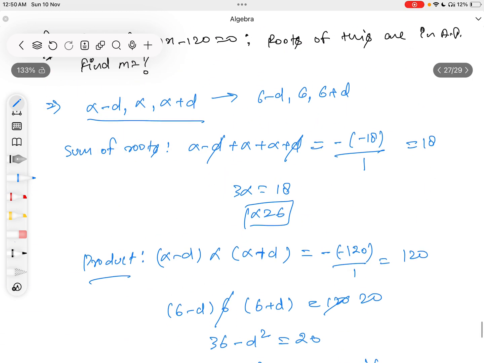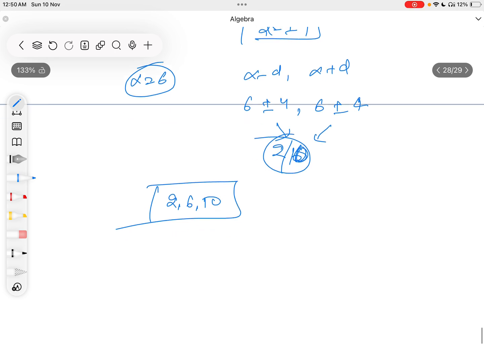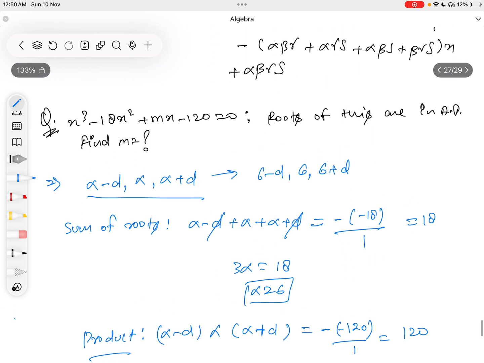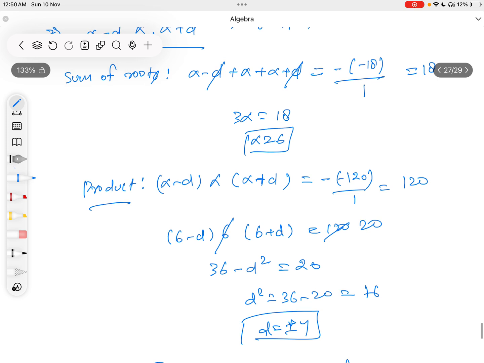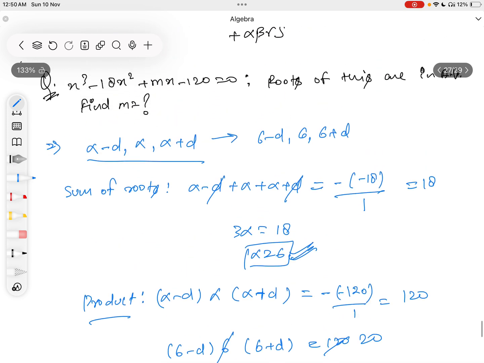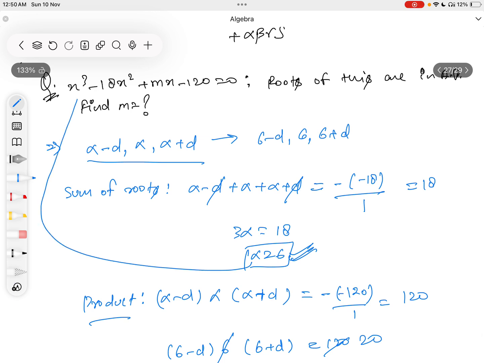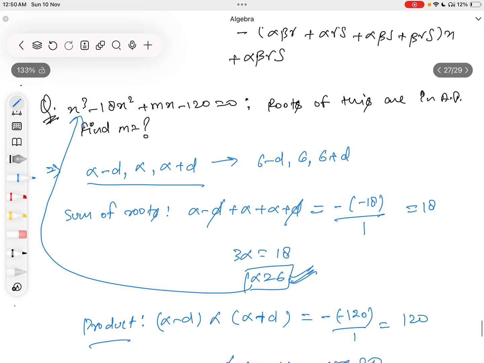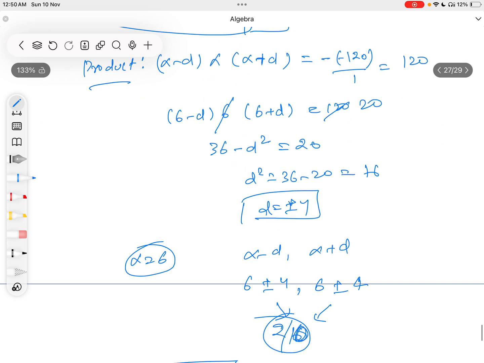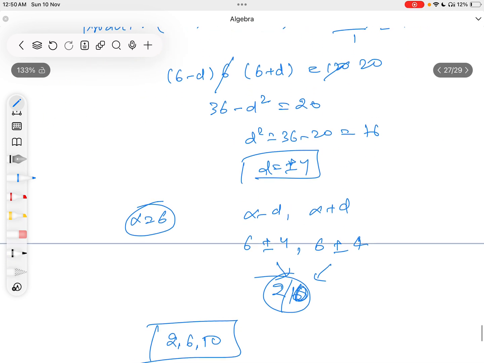Okay, so you have the roots actually. Now what you could do is put any of those values in here. So essentially what you could have done is put alpha, x equals 6, here and satisfied the equation, and you could have gotten m. But the thing is, most of the times you will have two variables inside this. So that is why it is good to know all of this.